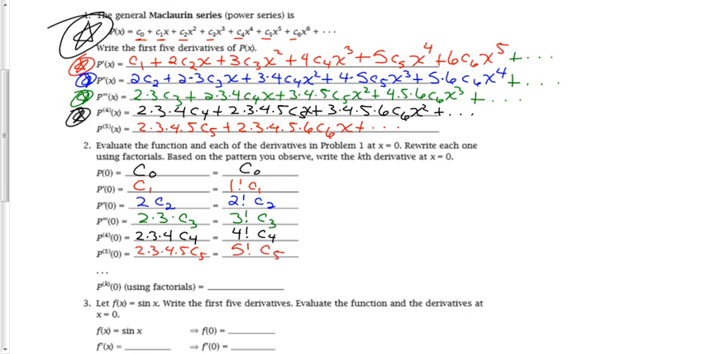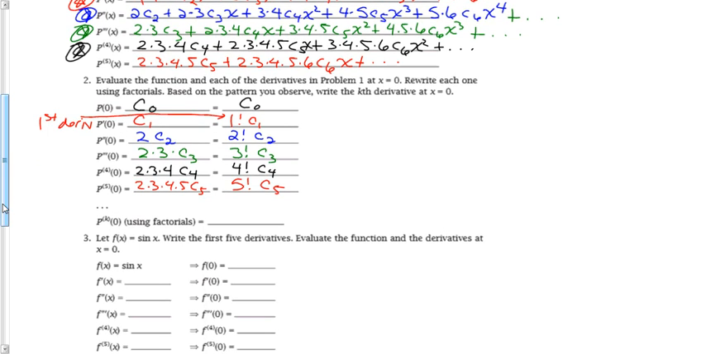So hopefully you can see the relationship between the first derivative and the idea of what the first derivative at 0 is. First derivative is 1 factorial times the first constant, c sub 1. And the second derivative is 2 factorial times c sub 2, so on, so on, so on. So if we were going to write the kth derivative at 0 using factorials, that should be k factorial c sub k.